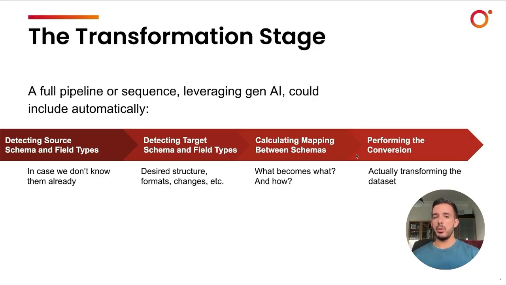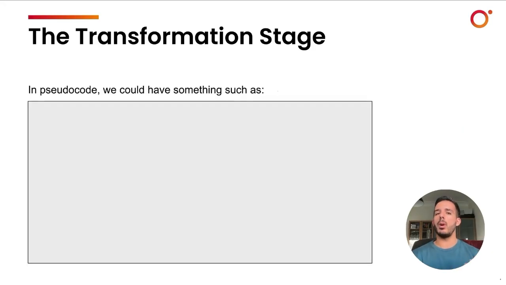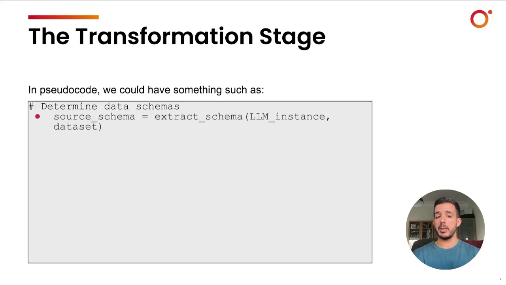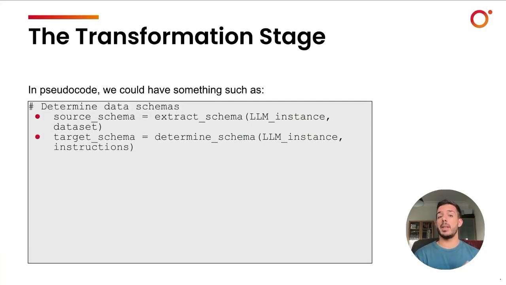You could leave this step to the humans, just do all of the suggestions and then leave them in a repository for somebody to take care of. Or the LLM can also perform the conversion itself as well. It depends on you and the workflow that you want to have. So how would an automated pipeline like this work out in terms of pseudocode? Well, we would determine the data schemas to begin with, right? We would extract the schema using the LLM instance and the dataset and obtain it as some sort of structured element. Then we would determine the target schema for that dataset based on the LLM instance, the instructions of what to convert or what is our goal in general, and maybe the source schema as well.